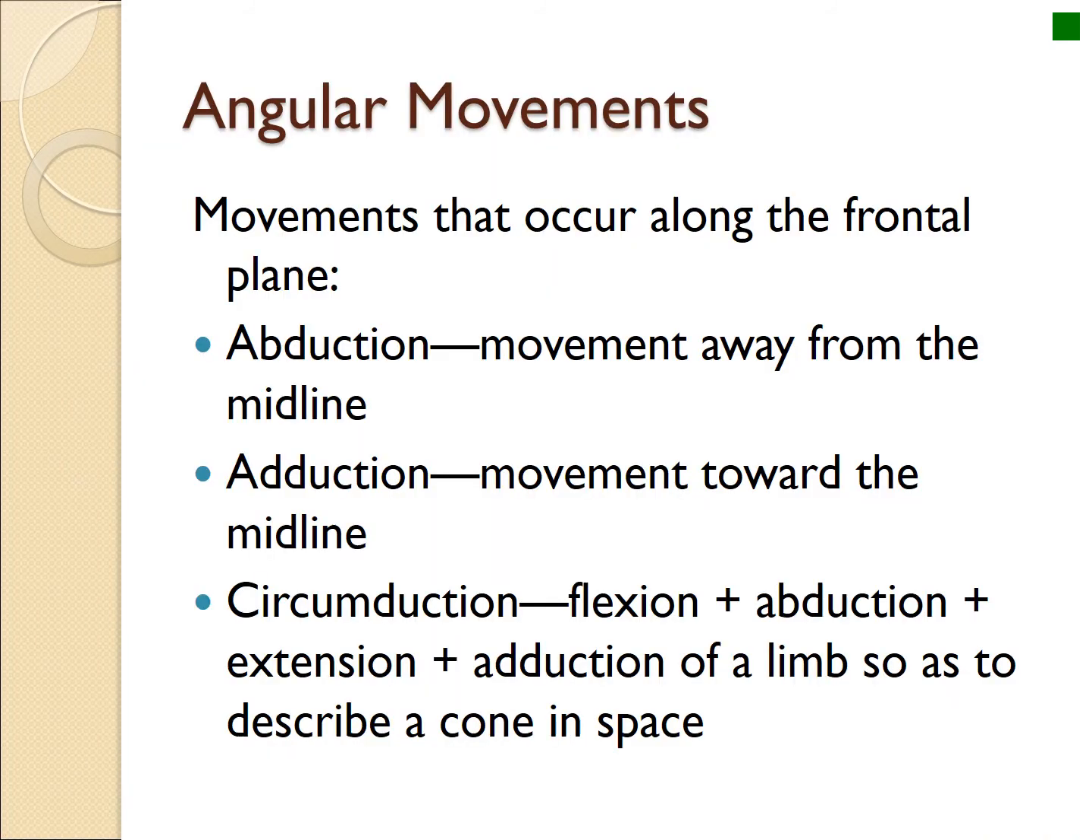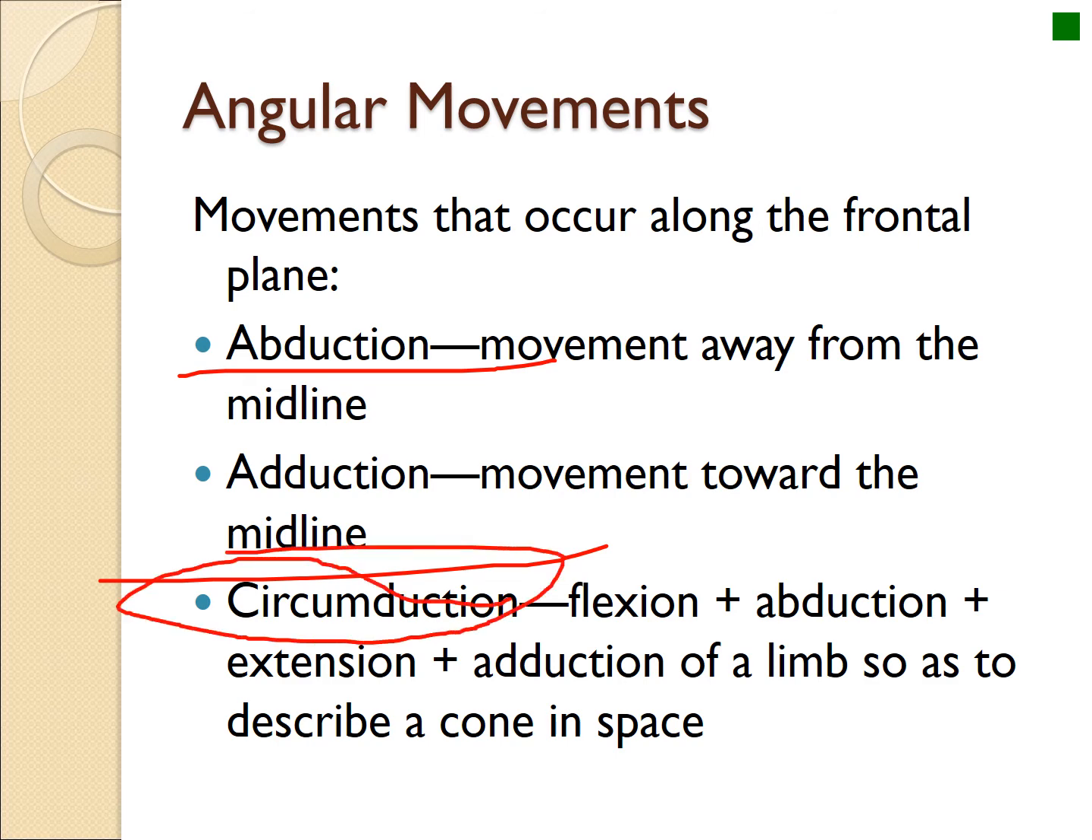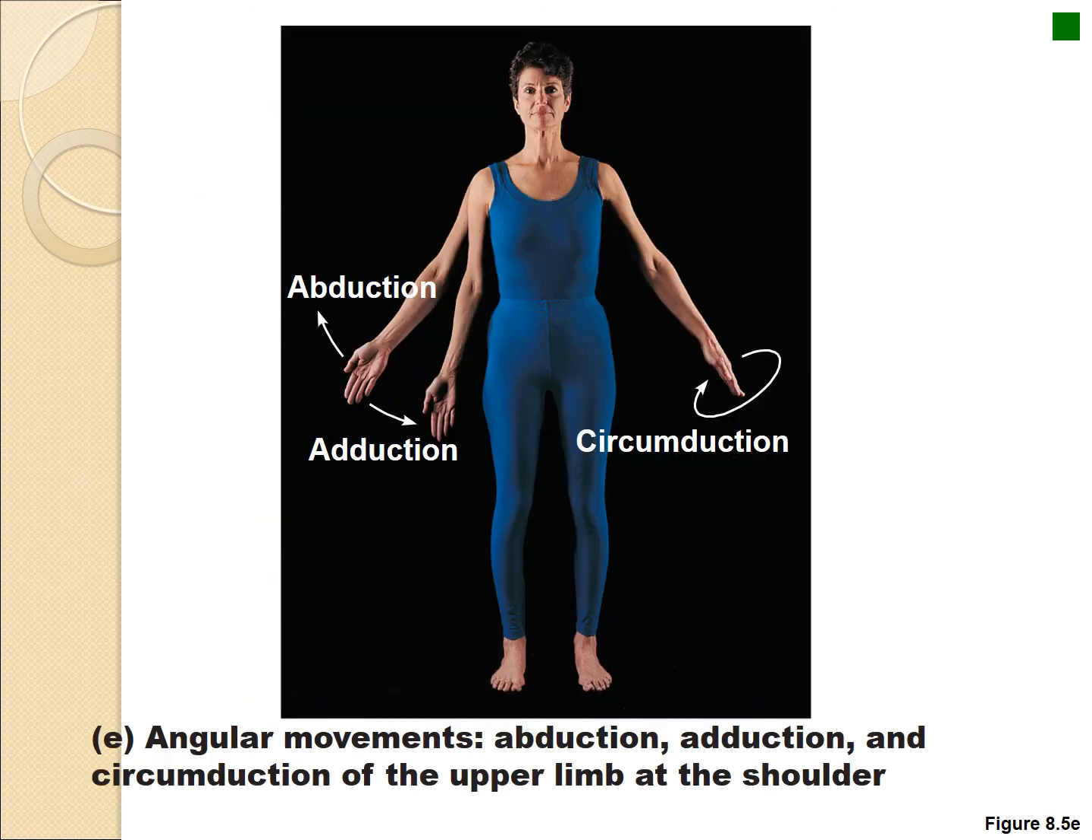Some more angular movements. We have abduction, which is when you move away from the sagittal midline, and adduction, when you return a body part to the anatomical position and sagittal midline. And then there's what's called circumduction, which is abduction and flexion together at the same time, or extension and adduction together at the same time. So this is a much more complex movement, and I'll show you in a minute.